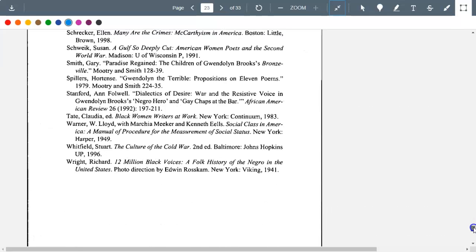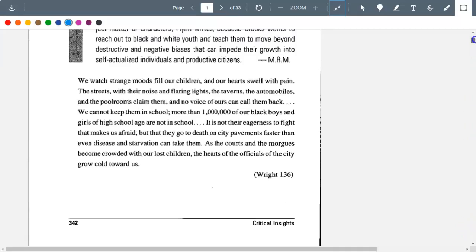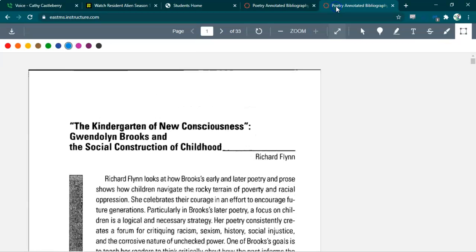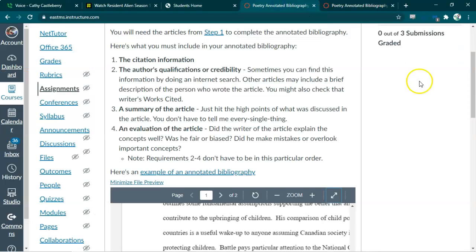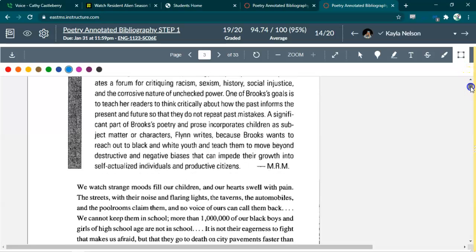So that's one way we can know that we can trust this article. He pulled from lots of credible sources himself. Plus, this article was published in a database, the Short Story and Poetry Reference Center. It was pulled from a journal called Critical Insights. So we can feel confident that Richard Flynn knows what he's talking about and he's qualified to write this article. And then Kayla needs to go in and explain to me what Richard Flynn said in this article.